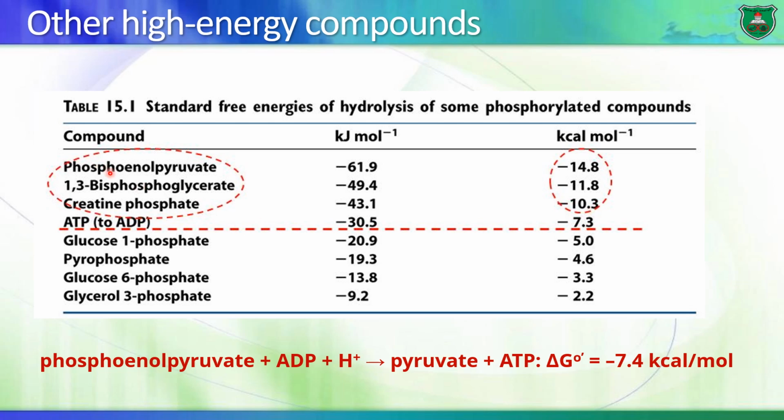Now, the phosphoenol pyruvate molecule contains a lot of energy. And in fact, this is the very last reaction in glycolysis. So the energy in phosphoenol pyruvate is used to synthesize ATP molecule. Now, the 1,3-bisphosphoglycerate is also another high energy molecule, and it is used to synthesize ATP in glycolysis as well.